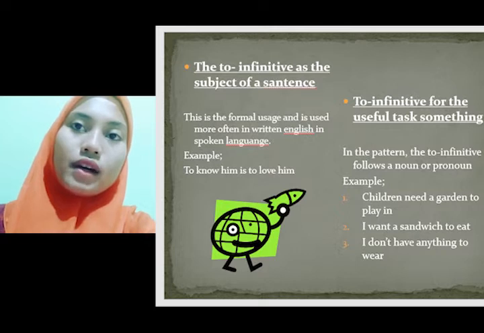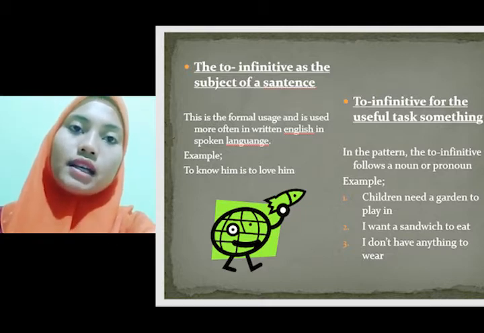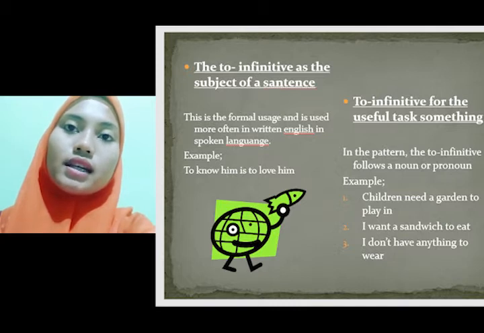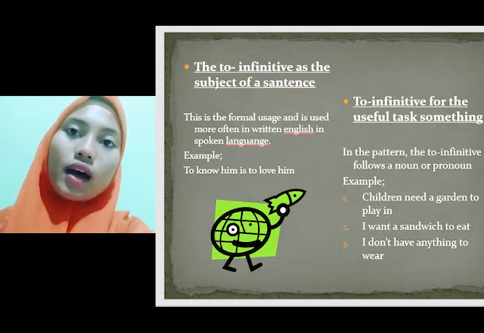The to infinitive for the usefulness of something, in the pattern where the to infinitive follows a noun or pronoun. Example, 1. Children need a garden to play in. 2. I want a sandwich to eat. 3. I don't have anything to wear.